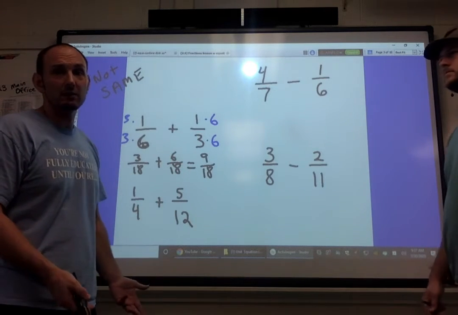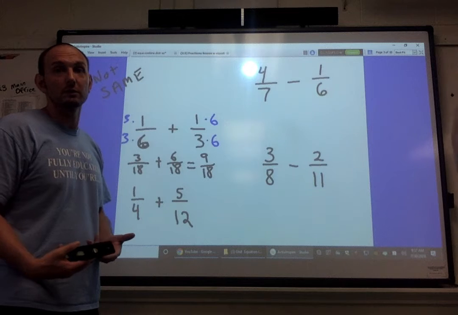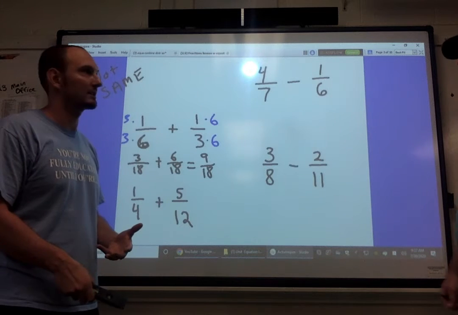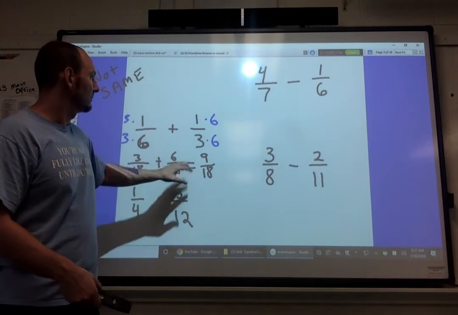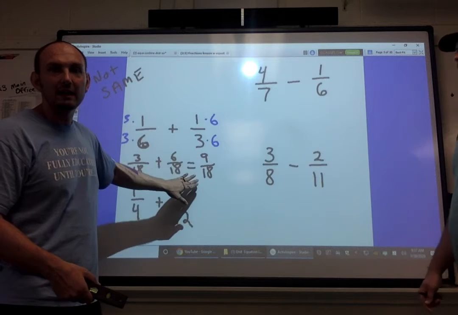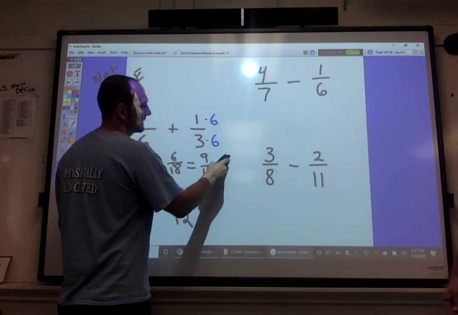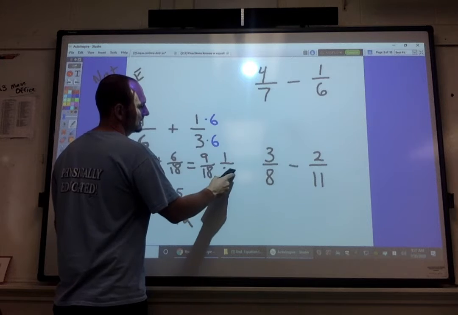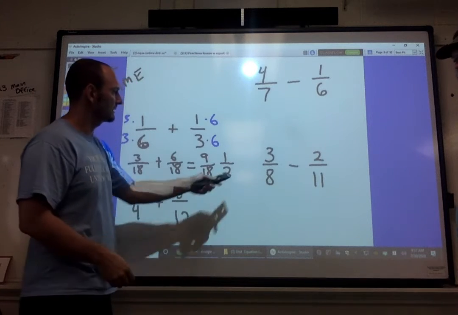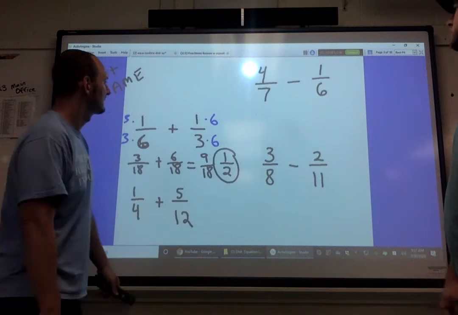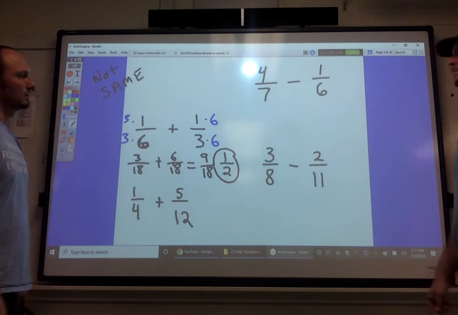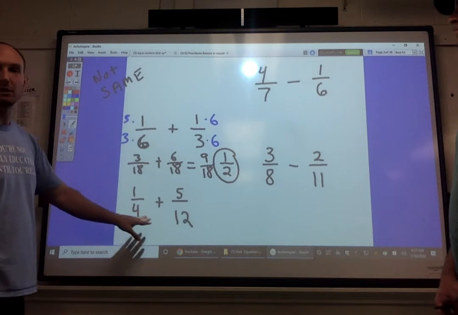Well, if you got a calculator, some of those will reduce it. So I can teach you that in a different lesson if you don't know it. What number divides into 9 and 18? That'd be 9. So divide the top by 9, you get 1. This by 9, you get 2. 1/2. So 1/2 is actually the answer. And there we go. Same thing here, we can multiply.